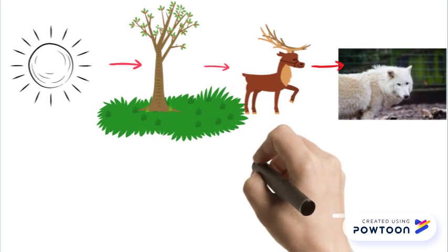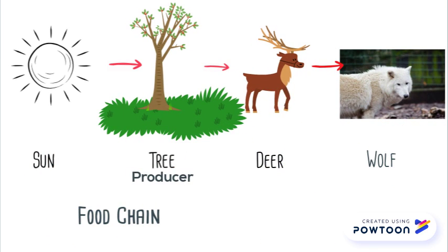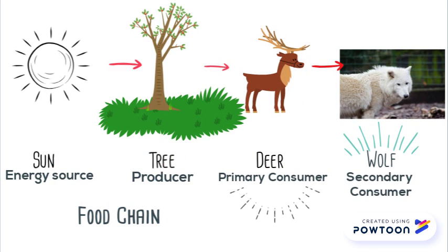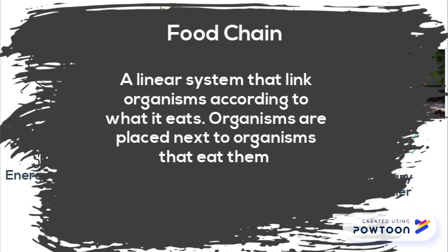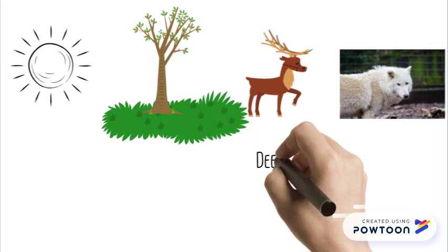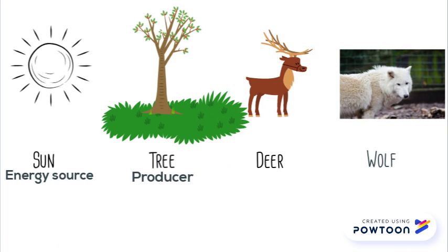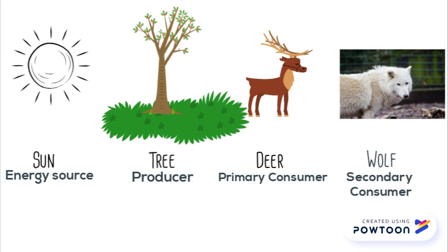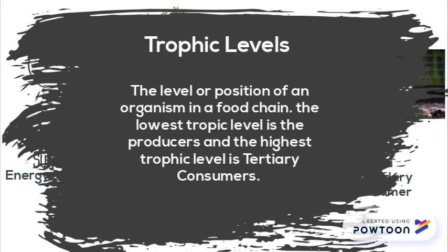All these different organisms that we talked about are connected to each other through a food chain. A food chain is a linear system that links organisms according to what it eats. Organisms are placed in this chain based off what they eat and what eats them. In a food chain, organisms are part of different trophic levels. This is a fancy term for the position of an organism in a food chain. The lowest trophic level is producers, and then it increases to a primary consumer, secondary consumer, and tertiary consumer.